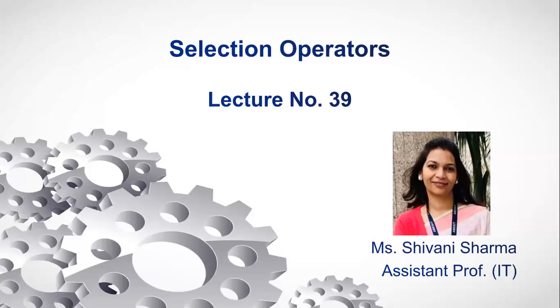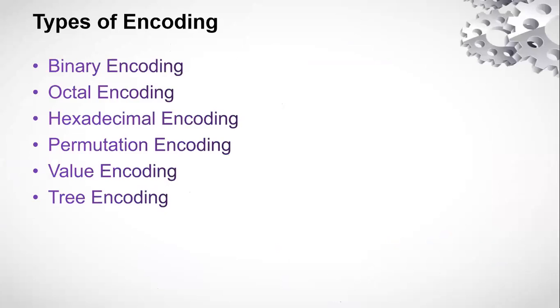So today's lecture is mainly about types of encoding and the selection operators. First of all, we know that the first step in a genetic algorithm is to encode the chromosomes. We have the chromosomes and we need to encode them. Firstly, what we do is the encoding. Now, basically, what is encoding?